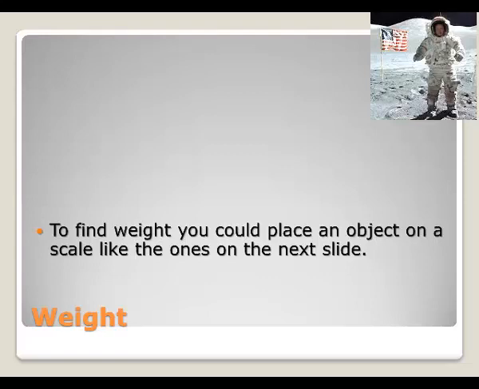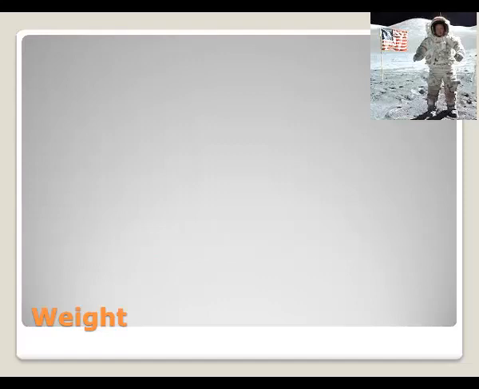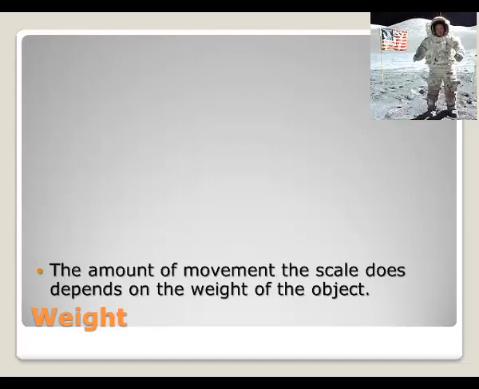To find the weight of any object, we can place it on a scale. Some scales are digital, like the ones that we use for wrestling. The wrestlers weigh themselves on a digital scale that they just simply step on. It gives a digital readout on a display. Or you could weigh any object, kind of like on the next slide. We've got a picture of a spring scale, and that spring scale measures the weight of an object based on the pull of gravity. So the amount of movement the scale does depends on the weight of the object.